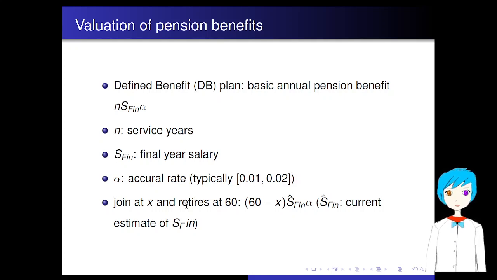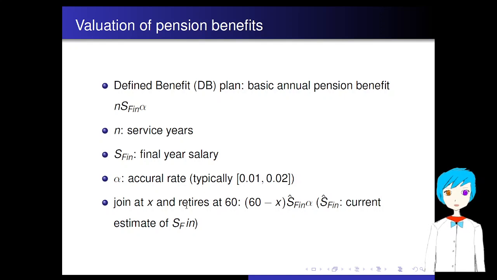So for an employee who works in a company for 40 years, the replacement ratio is usually 40% to 80%, which means that the pension is usually 40% to 80% of the final year salary of this employee.